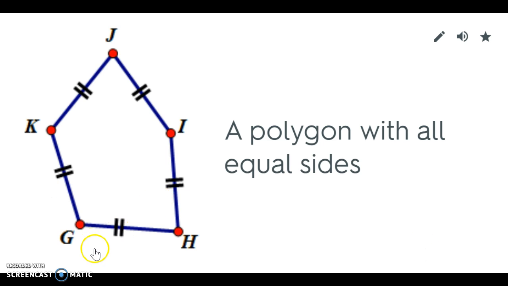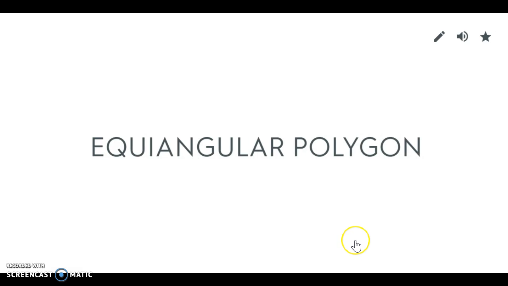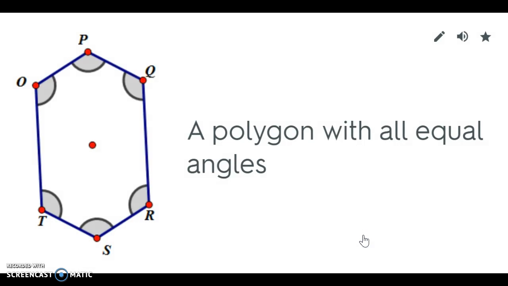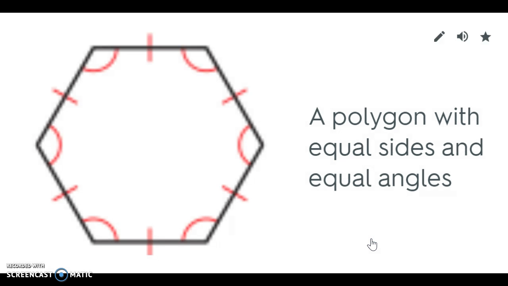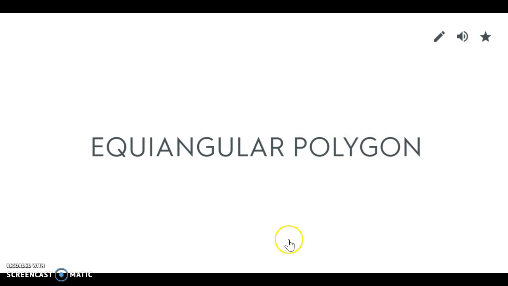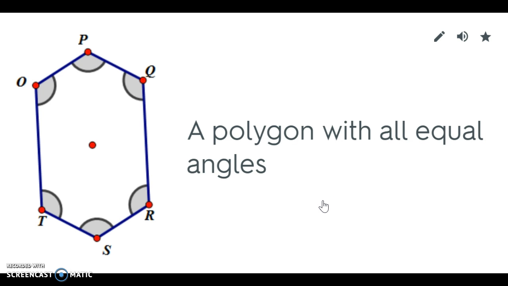So here's a pentagon with all equal sides. An equiangular polygon is, we know that word too, equiangular means equal angles. And so an equiangular polygon has all equal angles. So here is a hexagon with 6 equal angles. A regular polygon is something that's equilateral and equiangular. So it has equal sides and equal angles. If it's regular, it's perfect. Everything's the same.